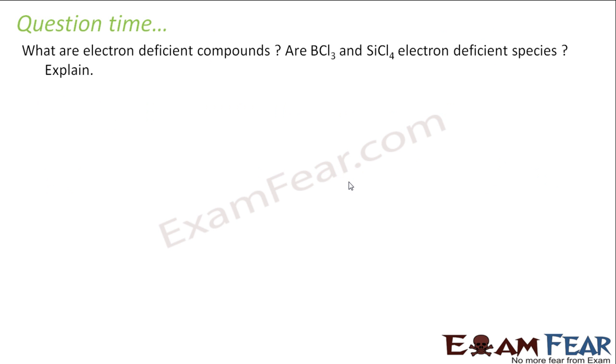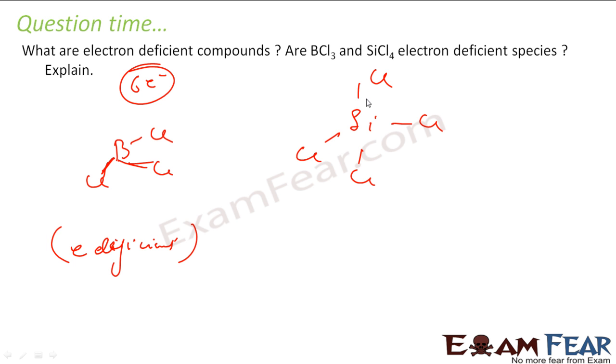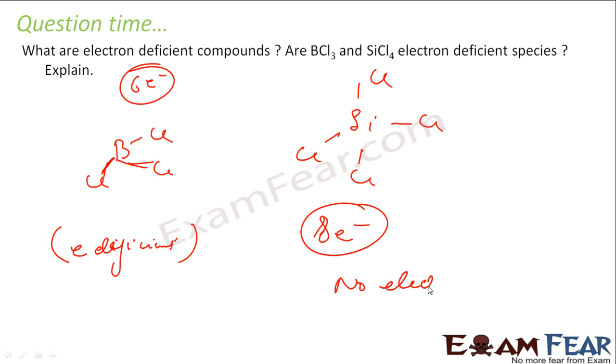The next question is, what are electron deficient compounds? Are BCl3, SiCl4 electron deficient? An electron deficient compound is one which does not form the octet. For example, BCl3, boron trichloride. It has how many electrons? 2, 4, 6. So it is electron deficient. Let's talk about SiCl4. Si has Cl here, Cl here, Cl here, Cl here. So it has 2, 4, 6, 8 electrons. So 8 electrons, that means it is not electron deficient.